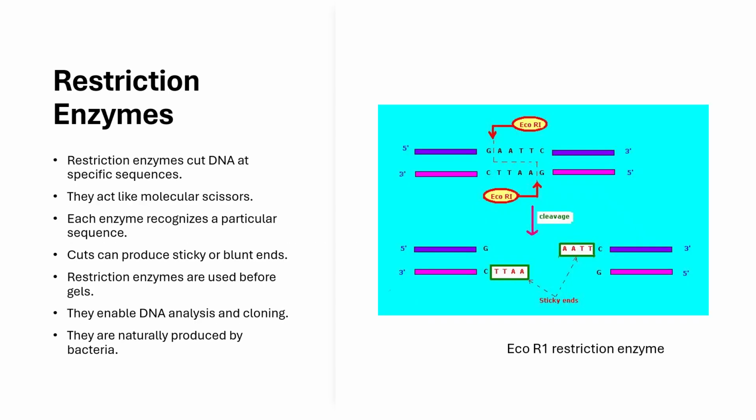Restriction enzymes are the scissors of biotechnology. They cut DNA at specific sequences. Each enzyme has a recognition site. Some cuts create sticky ends. Others produce blunt ends. These enzymes are essential for DNA analysis. Bacteria invented them first, because bacteria are clever.